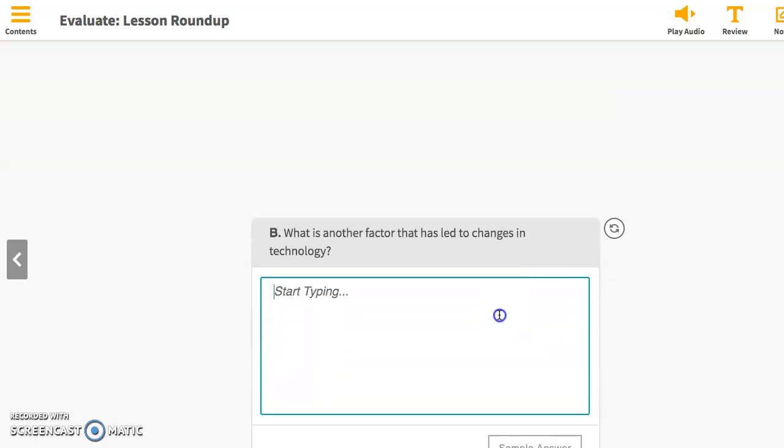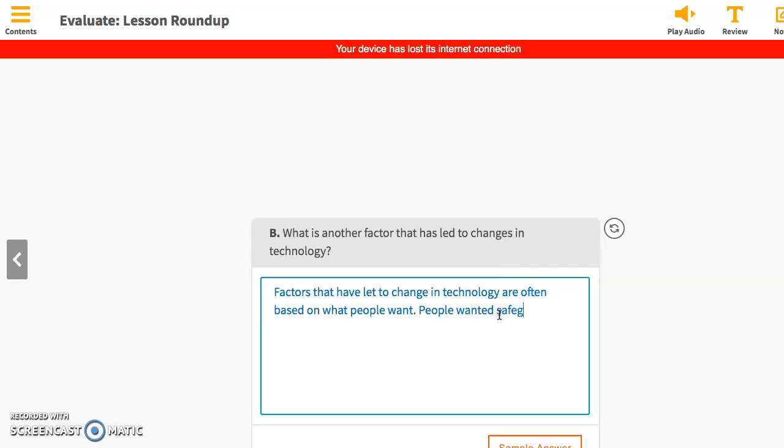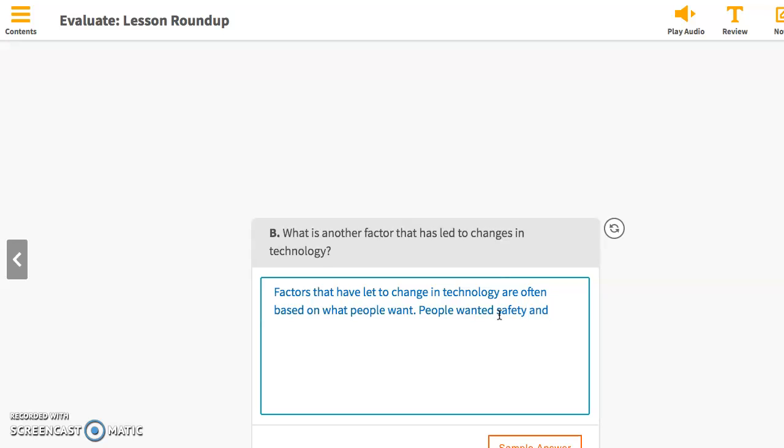What is a factor that has led to changes in technology? So, factors that have led to change in technology. How has technology changed? Okay, so I'm going to use the same example of cars, right? Factors that led to change in technology are often based on what people want. People wanted safety and to use less gas.